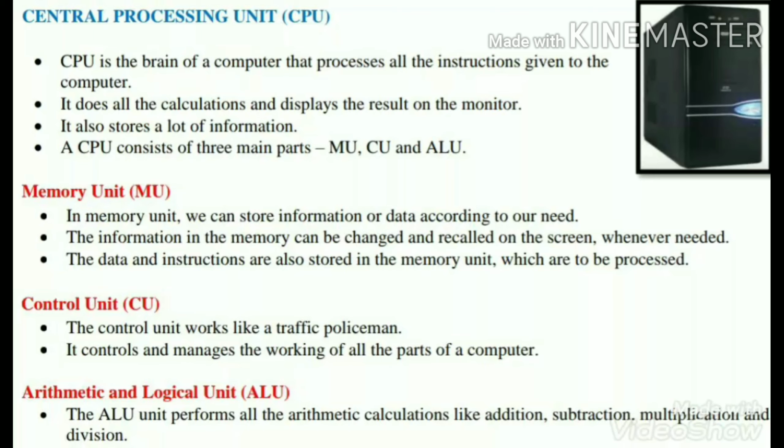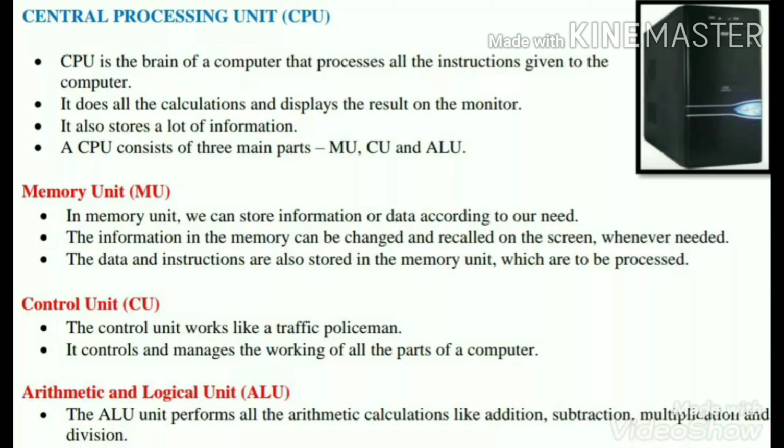Now, what is the role of a control unit? A control unit works like a traffic policeman. It controls and manages all the working parts of a computer. Like our brain gives all the signals, the central processing unit gives signals, and inside the central processing unit, the control unit, as the name says, controls all the functions of the computer.